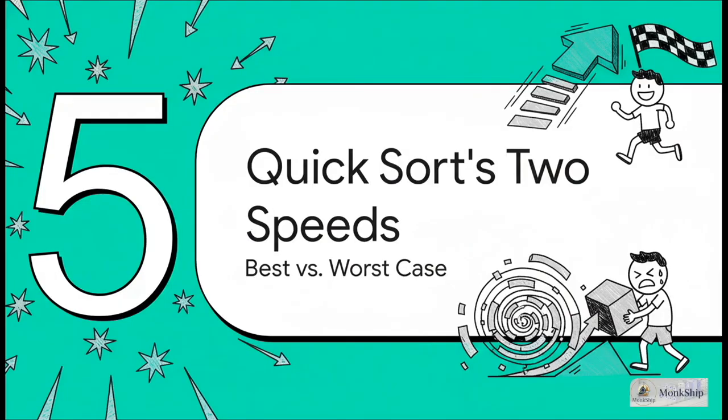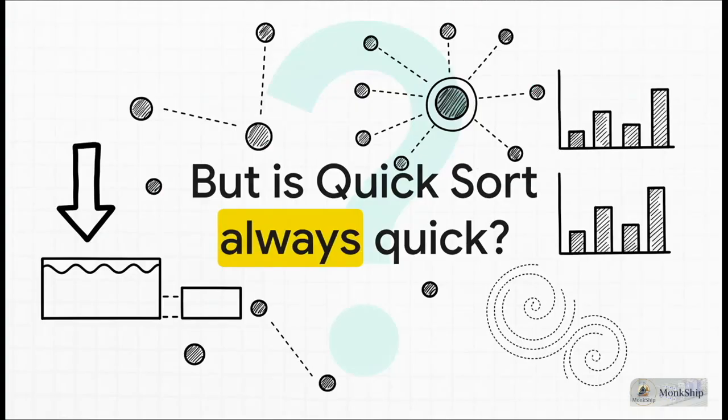This all sounds incredibly fast, and on average, it absolutely is. It's called Quicksort for a reason. But, and there is a but, its performance isn't always the same. This leads to a critical question. Is Quicksort always quick? The answer, surprisingly, is no. And it all comes down to how well we choose our pivot.